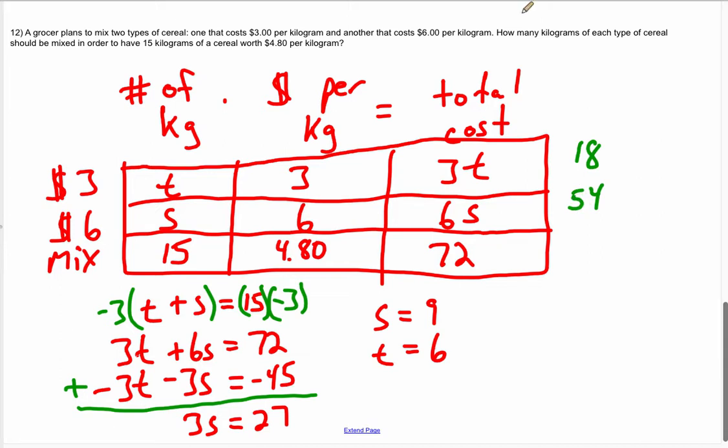We have success. So the question is, how many kilograms of each type of cereal should be mixed? So 9 kilograms of $6 cereal. Ugh, that's confusing because that says 6, but it's actually 6 kilograms of $3 cereal because it's the T representing 3. There we go.